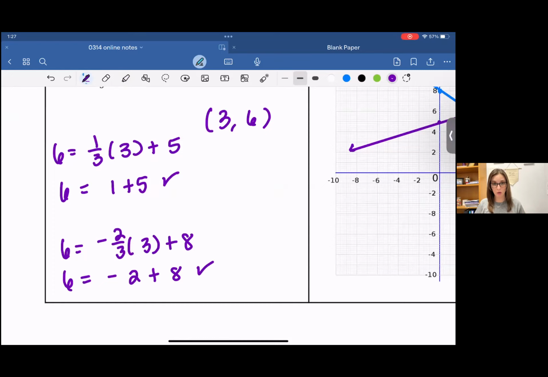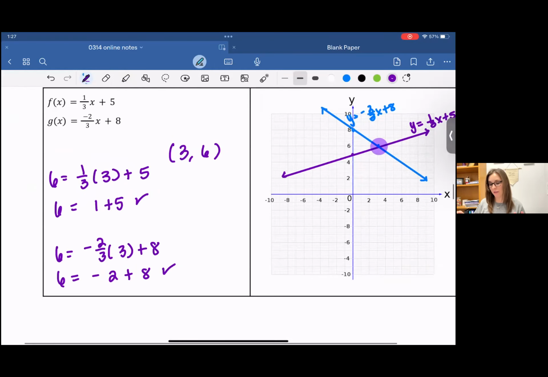So it has to fit both. It can't only fit one. And that's just confirming it since I graphed by hand and obviously have trouble graphing. I wanted to just check and make sure that I got the right point, and I did. So we're good. So that is our solution. That's it. So that's how you do it by graphing.